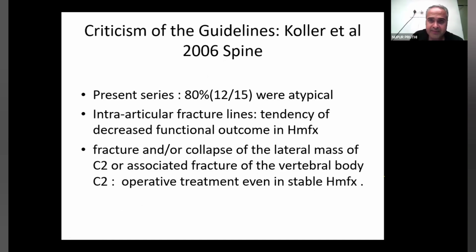So in the present cases, we had a total of 15 cases, but out of them, I'm presenting 12 because we had 80% cases which were atypical at that point of time. The most interesting word here is an intra-articular fracture.